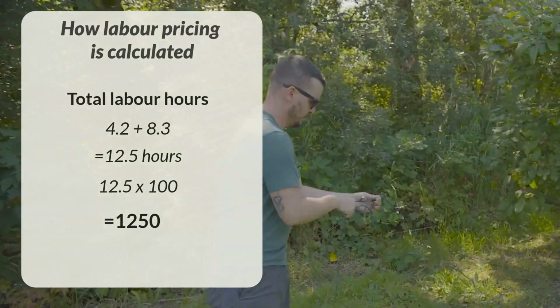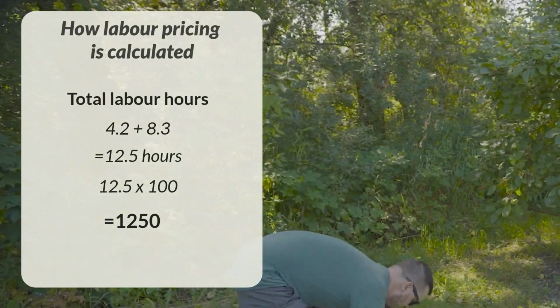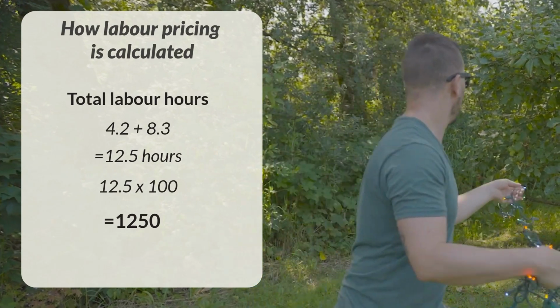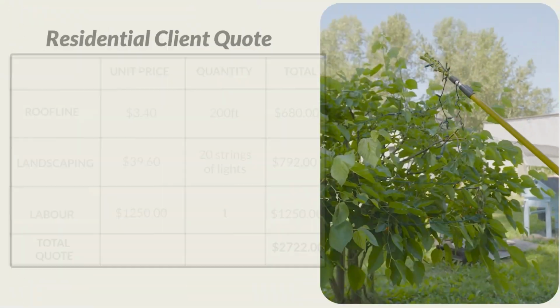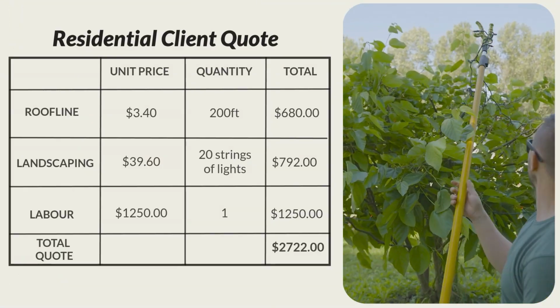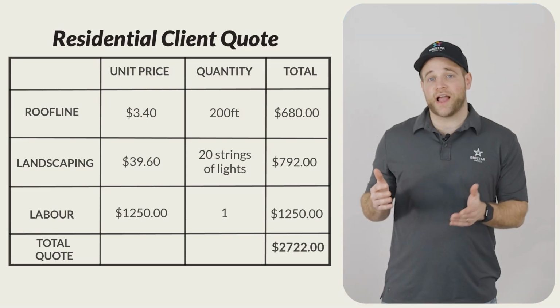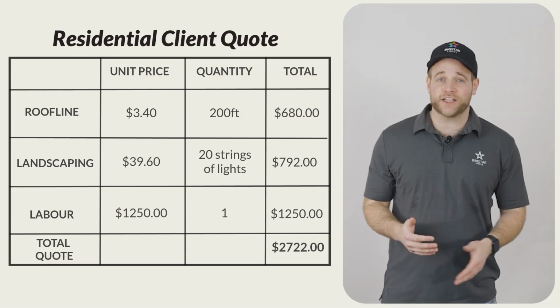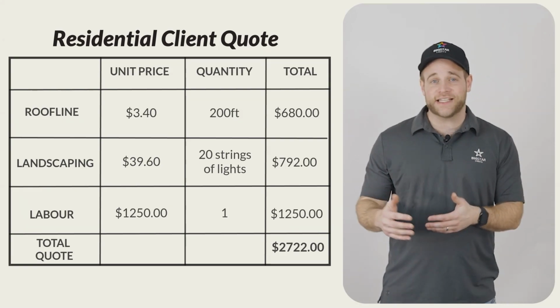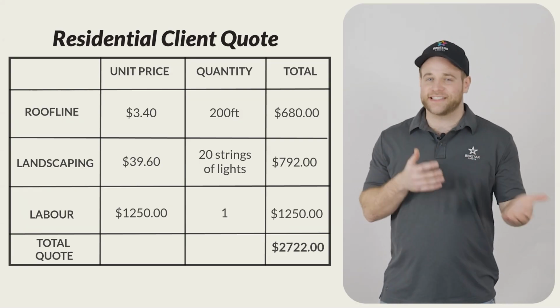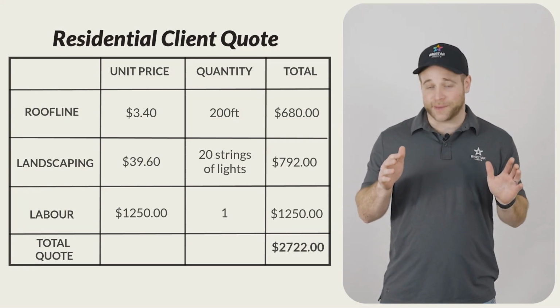Multiply that by 100 and that will give you 1,250, which is what you'll charge for the total labor of this job. Altogether, this quote comes to $2,722, which you can show your client. This quote gives your client a simple enough explanation of the cost without going into too many details and confusing them, which could potentially scare them away and prevent you from getting your sale.